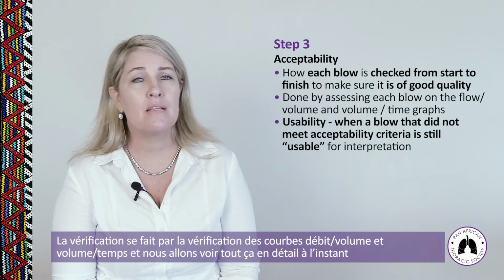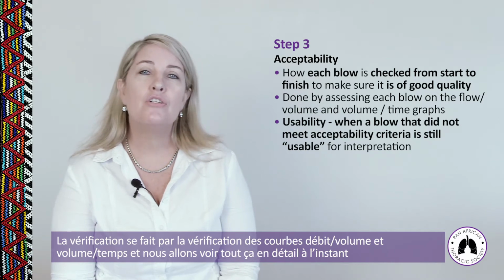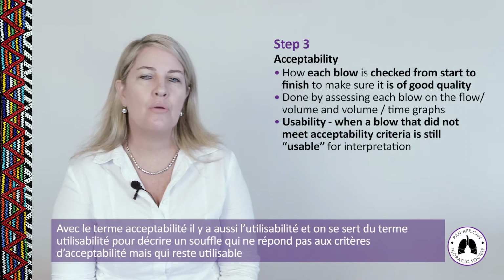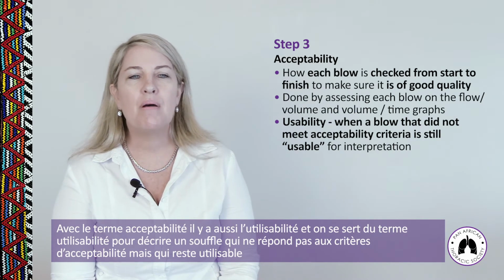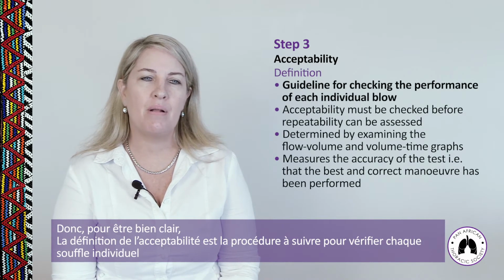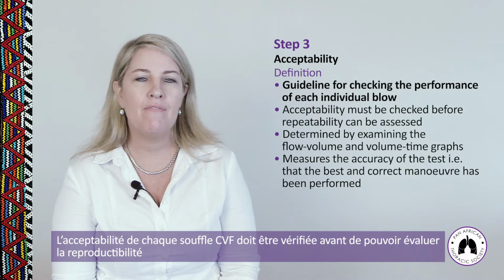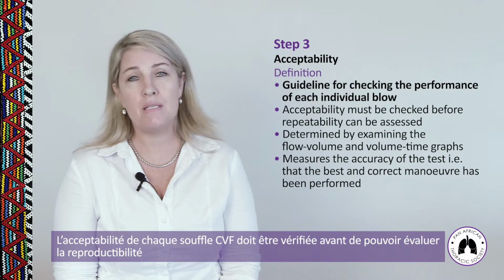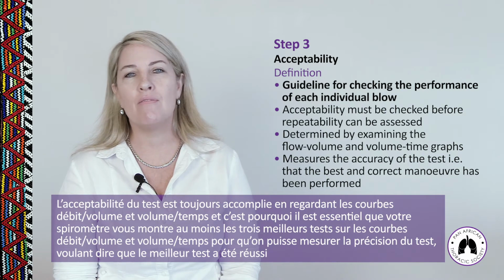The checks are done by assessing the flow volume and volume time graphs, and we're going to discuss that in detail in a moment. Together with acceptability, you will find the term usability. And usability is the term that we use to describe when a blow did not meet acceptability criteria, but is still usable for interpretation. So for clarity, the definition of acceptability is the guideline for checking the performance of each individual blow. The acceptability of each individual FVC attempt must be checked before repeatability can be assessed. Test acceptability is always done by looking at the flow volume and the volume time graphs.